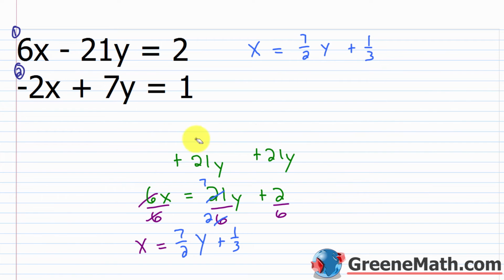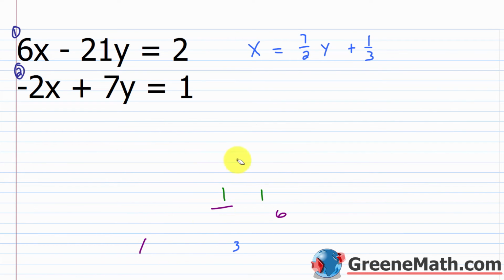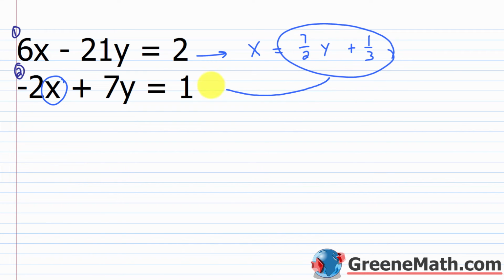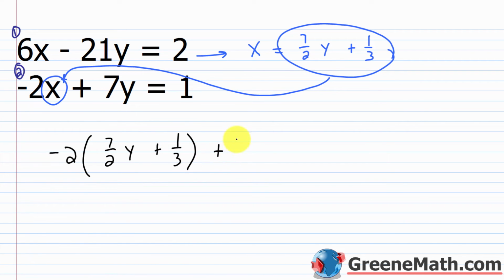Okay, so let's erase this. And so we got this from equation 1. So I'm going to plug in for x in equation 2. X equals this, so that's going in there. So what are we going to get? We're going to have -2 times the quantity 7 halves y plus 1/3, then plus 7y equals 1.